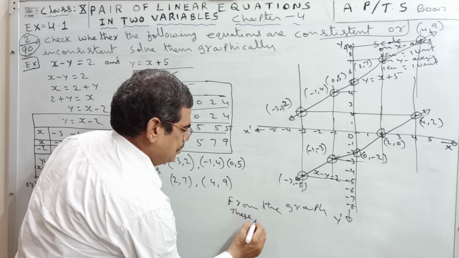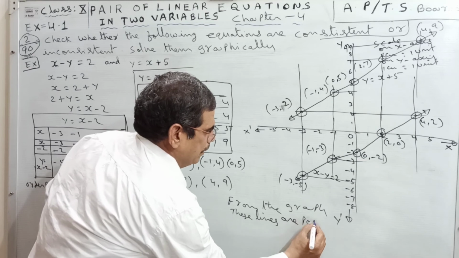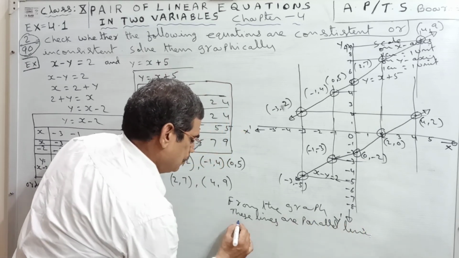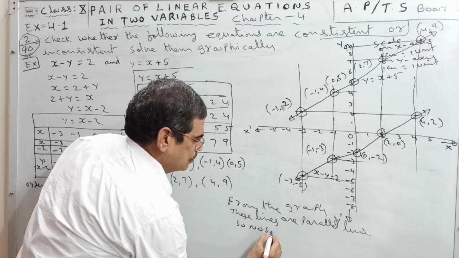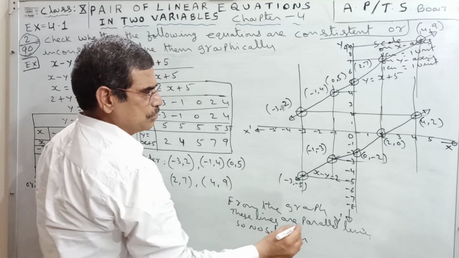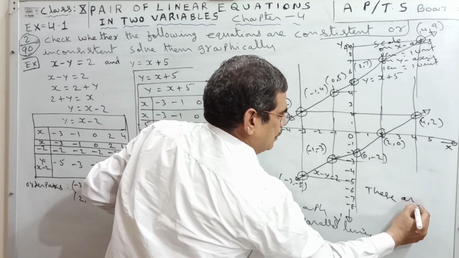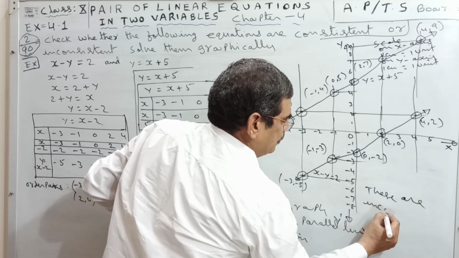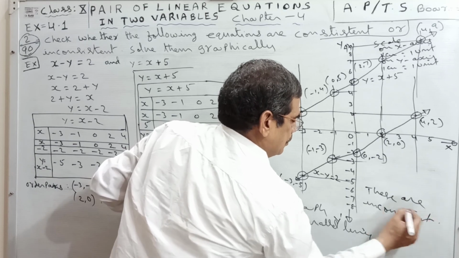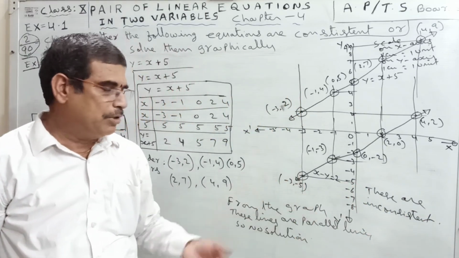From the graph, these lines are parallel lines, so no solution, these are inconsistent. Okay, so this is the third model, graph.